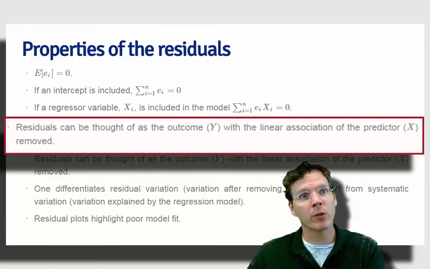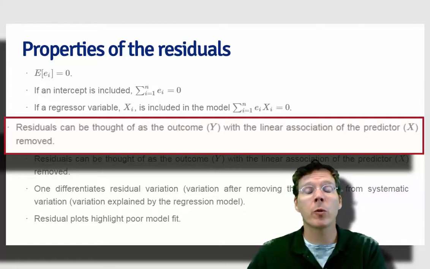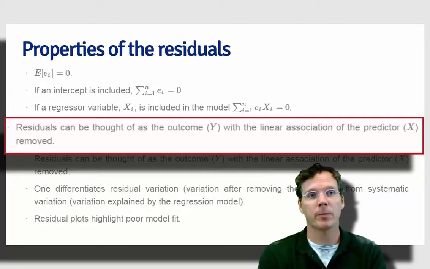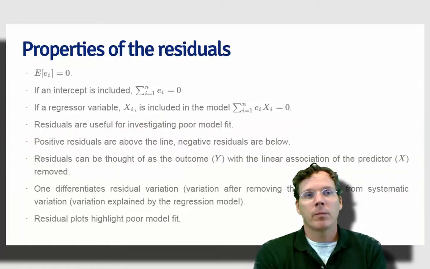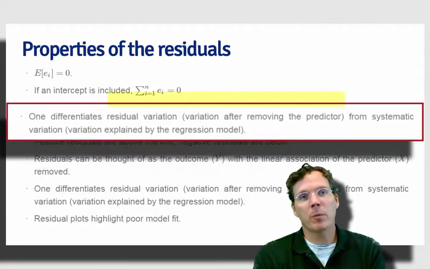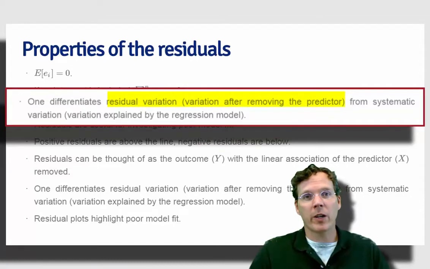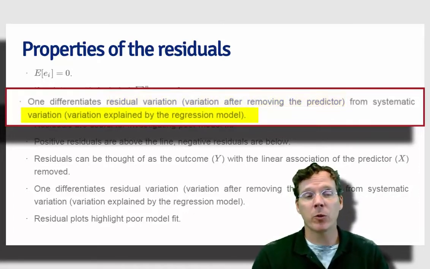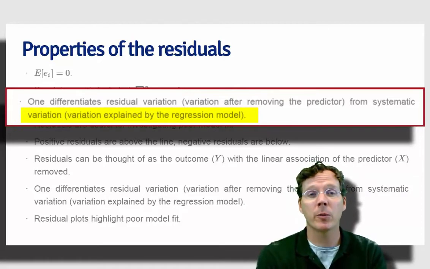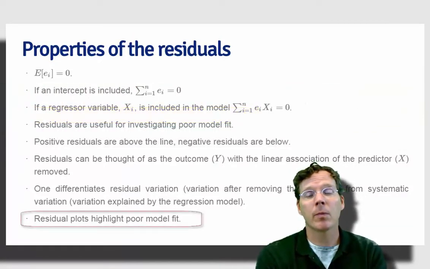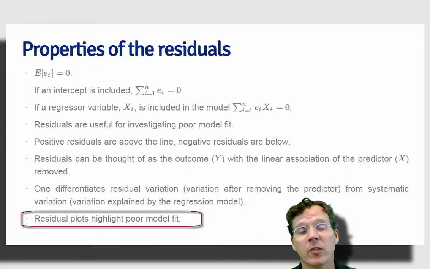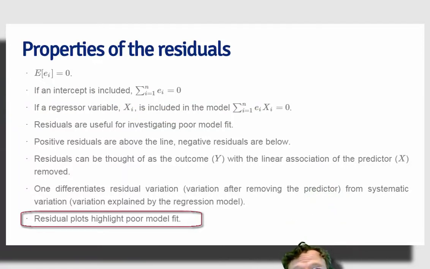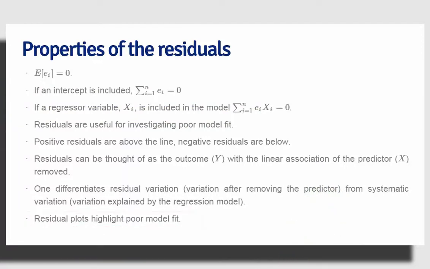But of course, remember, if you do linear regression, you're only removing the linear component of the predictor. So one should differentiate between residual variation, which is variation that is left over after the explanatory variable has been accounted for in a linear fashion, from systematic variation, which is variation explained by the regression model. So again, residual plots can highlight poor model fit, and we're going to go through some residual plots in just a couple of slides.